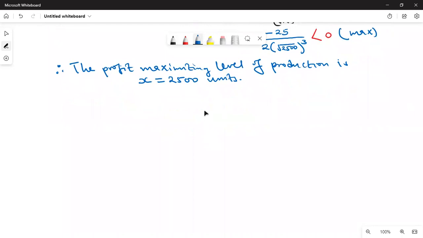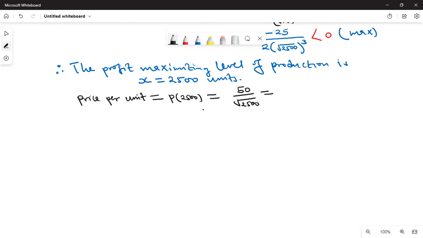Now we want to know the price per unit. So price per unit is equal to the small p when x is 2500. So this will be, it was 50 over root x, over the square root of 2500.